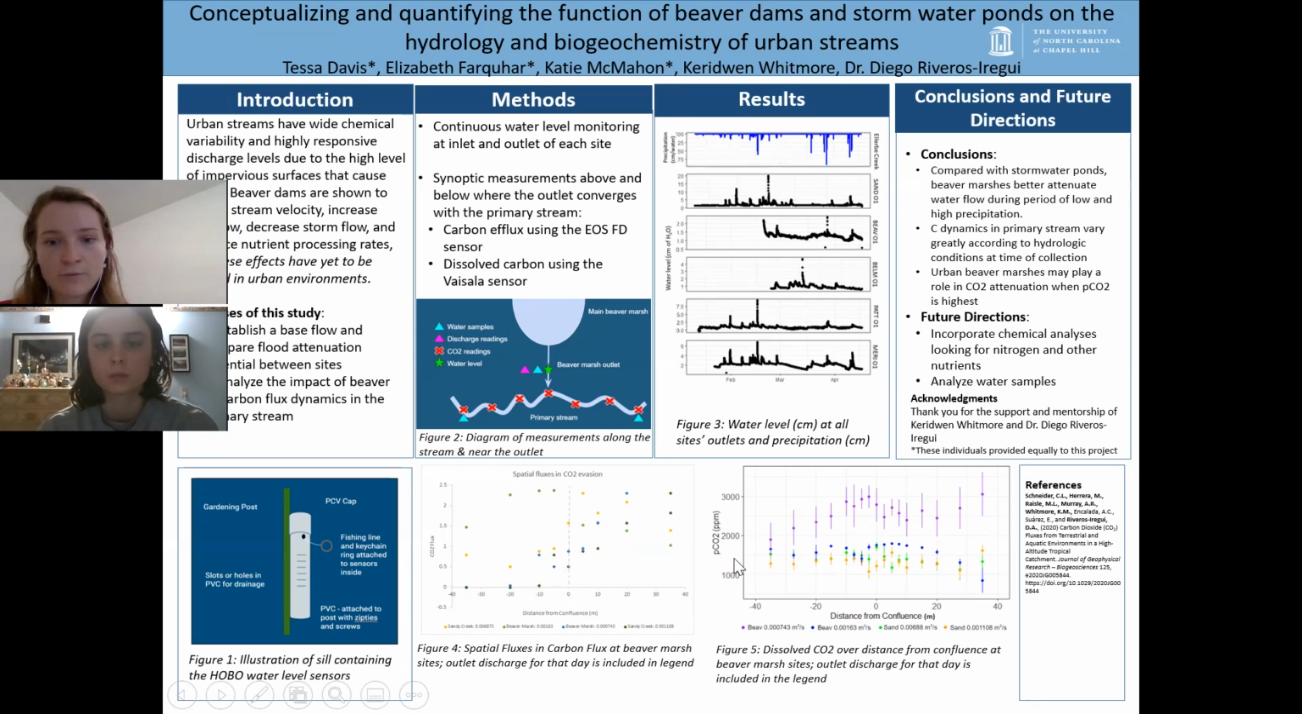And then down here, figure 4 and figure 5, these are our carbon data that came from the synoptic measurements. Figure 4 is the carbon flux off of the water, and figure 5 is the dissolved CO2 in the water.